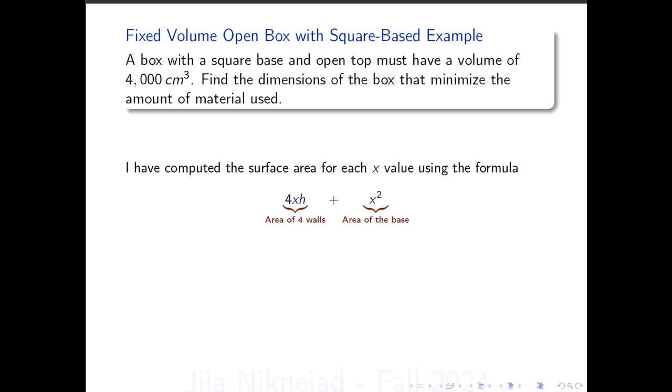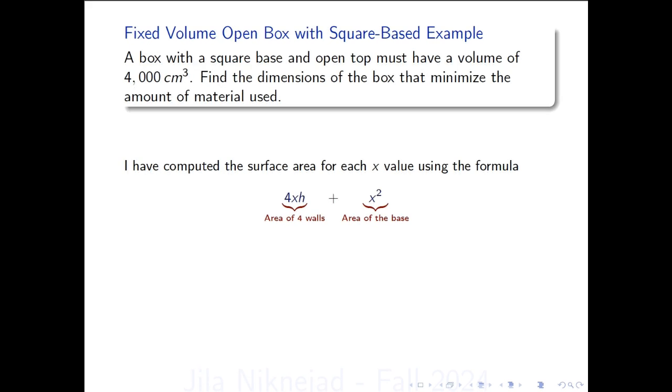We are going to compute the surface area for each x value using this formula, where x is the dimension of the base of the box. 4 times x times h, where x is the dimension of the base and h is the height, gives me the area of the 4 walls. Add that to x squared, which is the area of the base, and that gives you all the surface area of the open box.